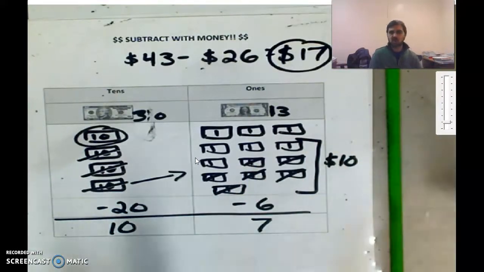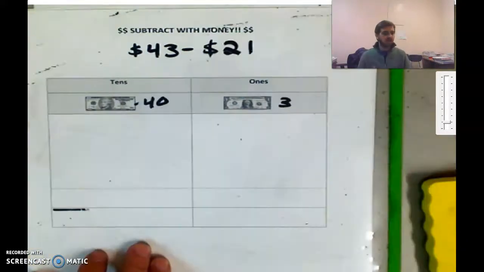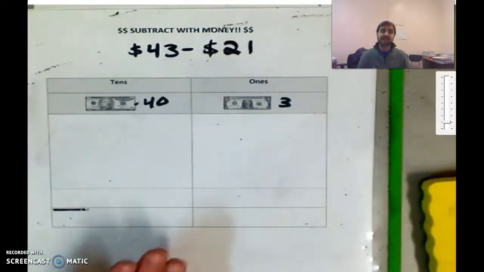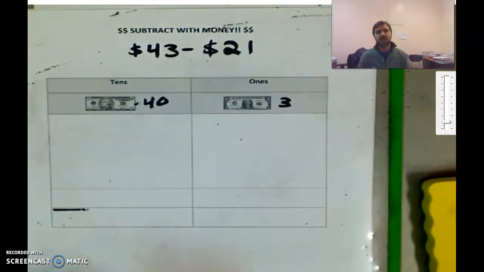Some of the problems, you may not have to regroup at all, right? So we'll do one quick one like that, and then we'll be all set. All right, boys and girls, please try this problem. It should be easier than the last one, so it shouldn't take you very long. Try it with the money, see how you do, and then we'll go over it together, okay?